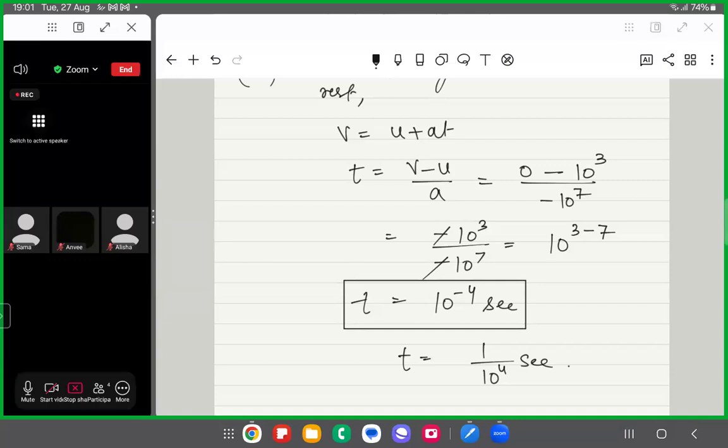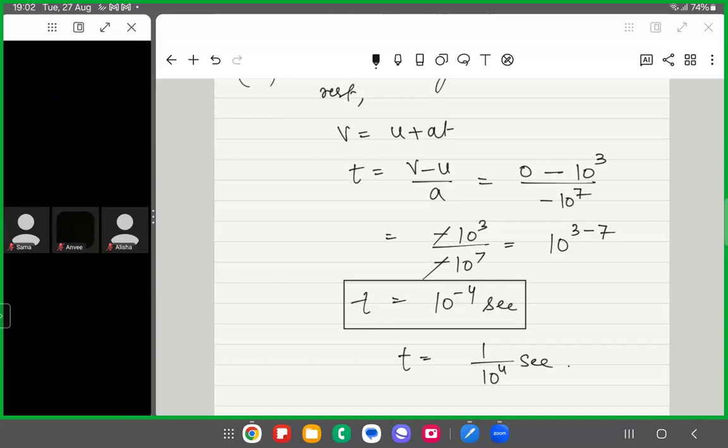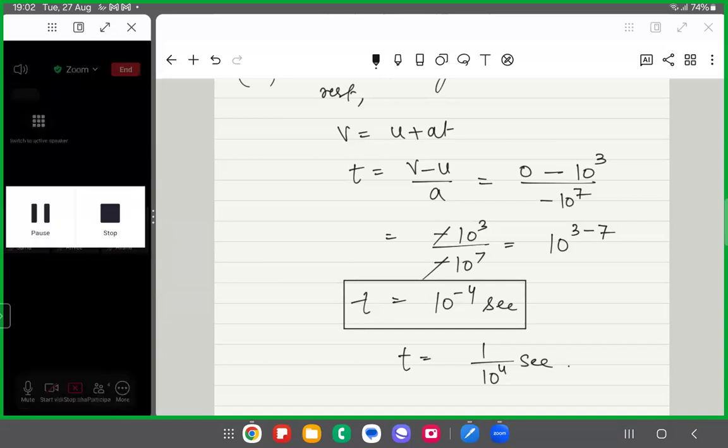Are you getting that? Yes or no? So is this clear? Like how to find the time taken by the bullet before it comes to rest? Now tell me if you have any doubt related to this question.